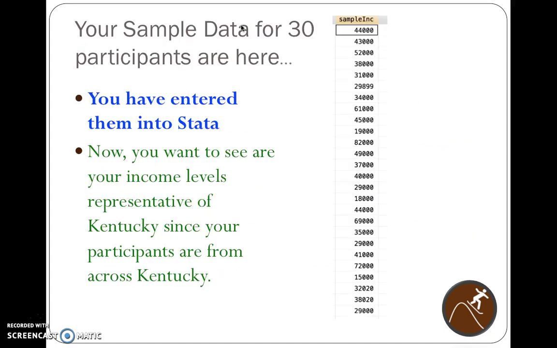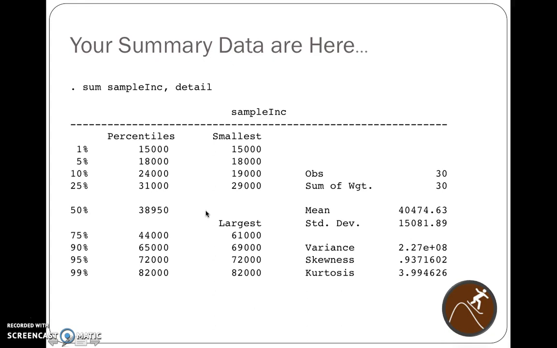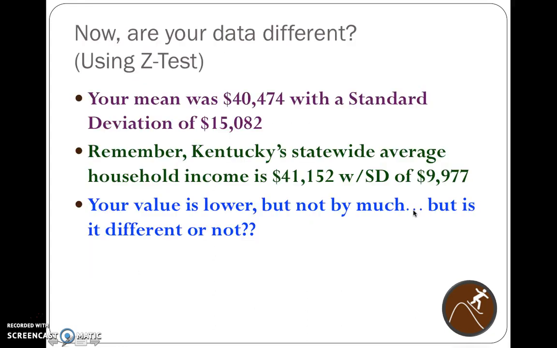So how do you do that in Stata? It's very simple. So we've got our data entered in Stata. We want to see if the income levels are representative of Kentucky. So we take our sample. You can look at the sample income. I hit the summary command, sum sample income, and ask for more detail. The median for our sample was 38,950. The average, or the mean, was 40,474, with a standard deviation of 15,000. And then Kentucky's is 41,152 with a standard deviation of $9,977. So our value is lower, but not by much. And the question is, are our data for our 30 significantly different than the statewide average? So this has to already be known to do a one sample test.